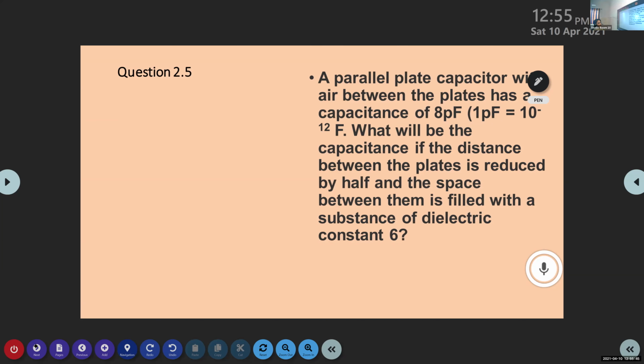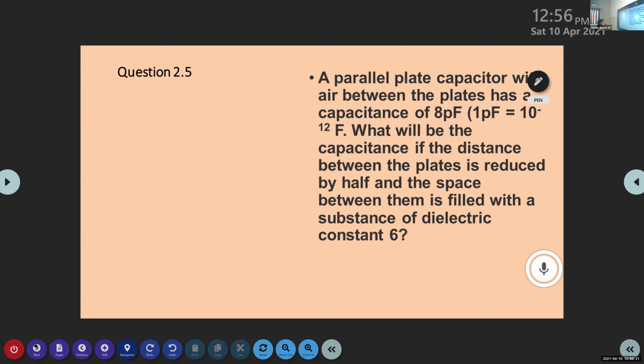Next question is this. A parallel plate capacitor with air between the plate has a capacitance of 8 picofarad. They also give the conversion of picofarad to farad: 1 picofarad is equal to 10 raised to minus 12 farad. So your question is this. What will be the capacitance if the distance between the plate is reduced by half and the space between them is filled with a substance of dielectric constant of 6?